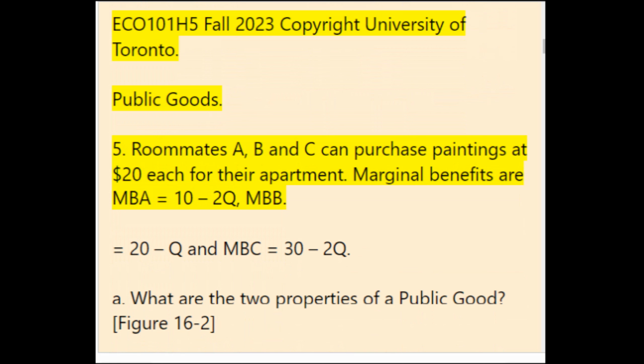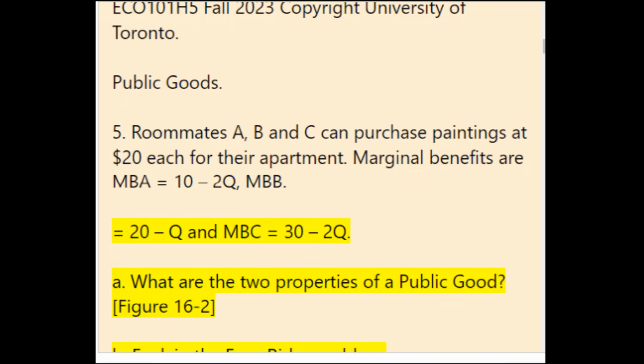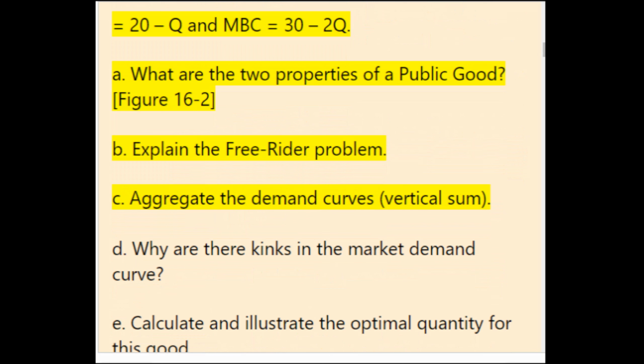Public goods. 5. Roommates A, B and C can purchase paintings at $20 each for their apartment. Marginal benefits are MBA = 10 - 2Q, MBB = 20 - Q and MBC = 30 - 2Q. A. What are the 2 properties of a public good? Figure 16.2. B. Explain the free rider problem.